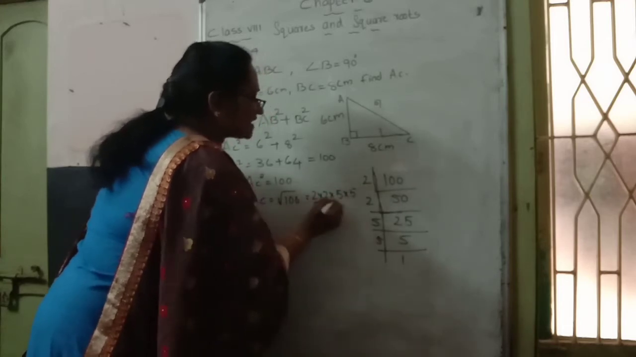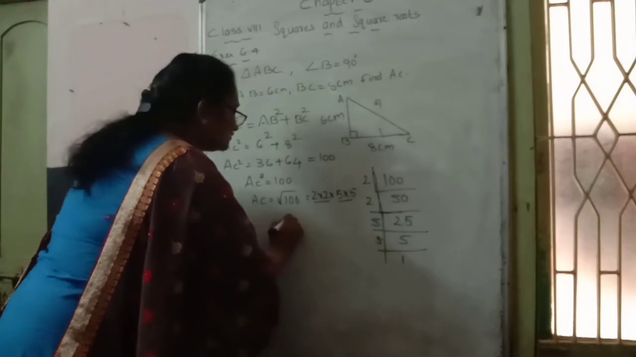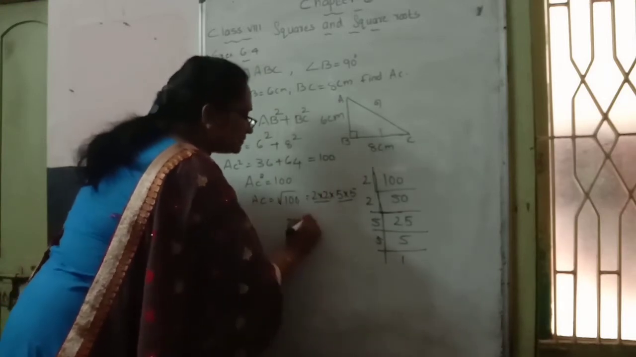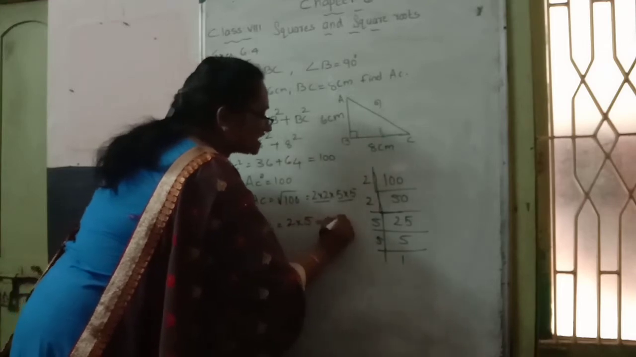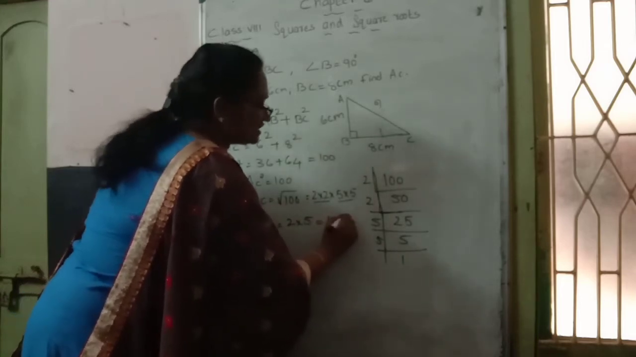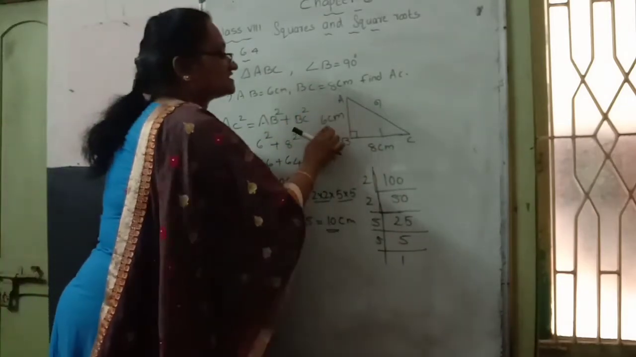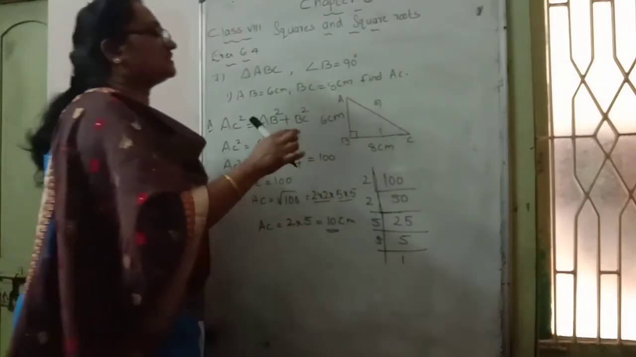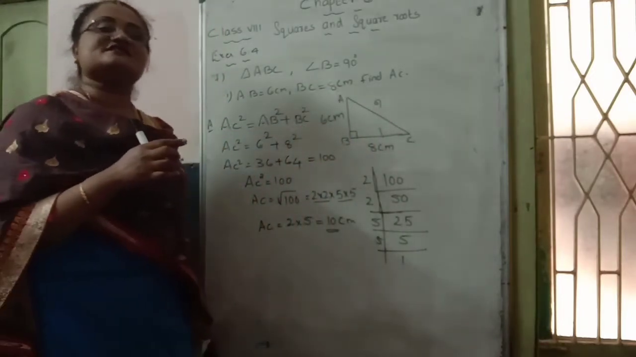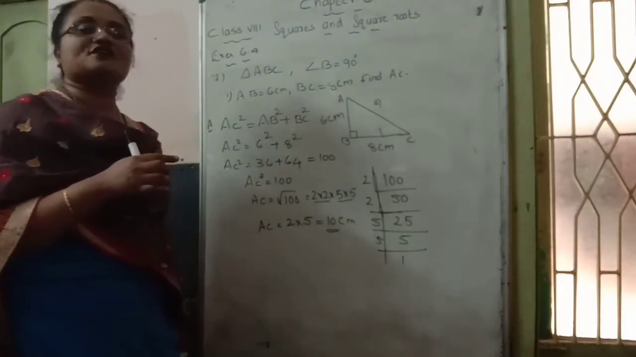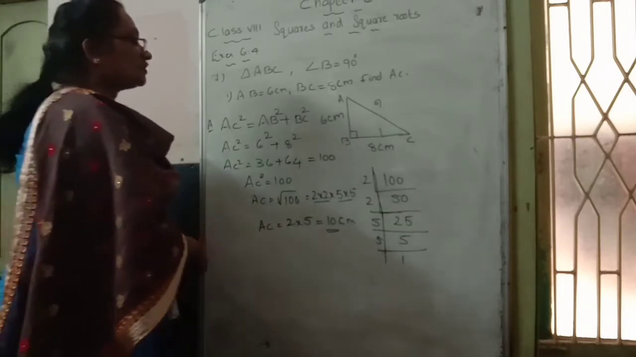Square root means pairing: take two numbers as a pair. First pair of 2s, take one 2 outside. Second pair of 5s, take one 5 outside. So what is the AC side value? 10 centimeters. Here AB is 6 centimeters, BC is 8 centimeters, and AC is 10 centimeters. In this way we can calculate. I hope you understand the meaning of this question.